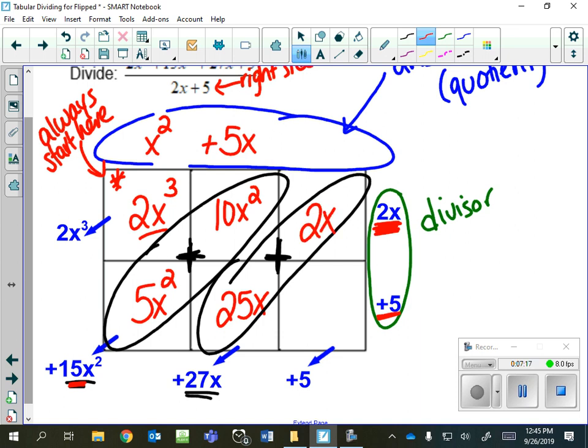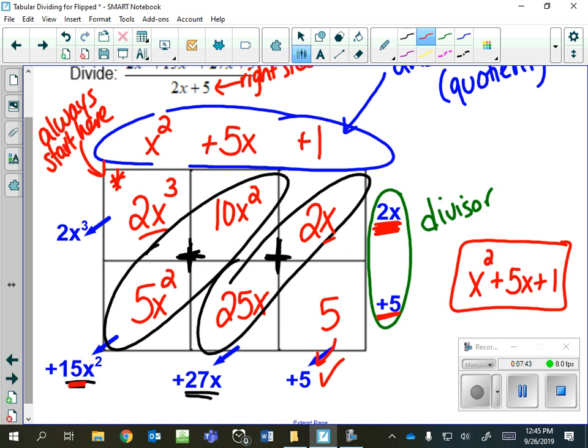Now I need to go to the top. What times 2x gave me 2x? A positive 1. So 1 times 2x is 2x. That's already there. 1 times 5 is 5, which is my output here. So I'm good to go. So my answer, or my quotient, is x squared plus 5x plus 1.